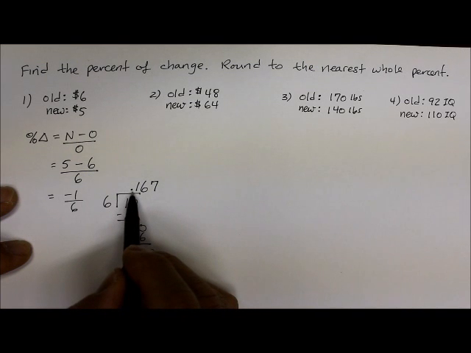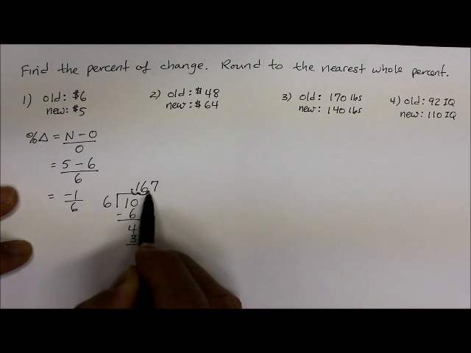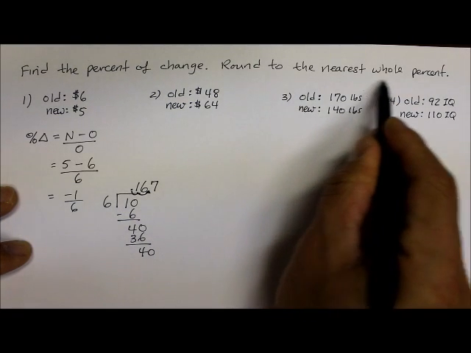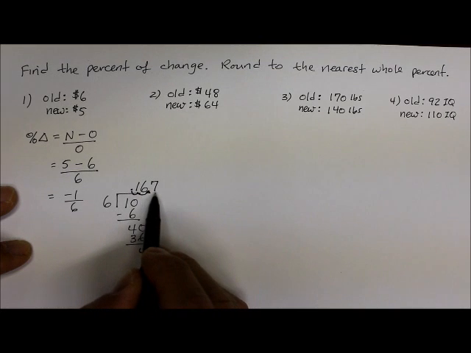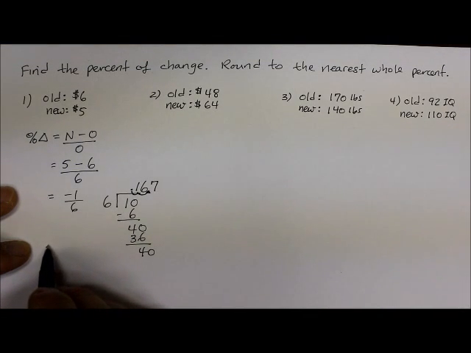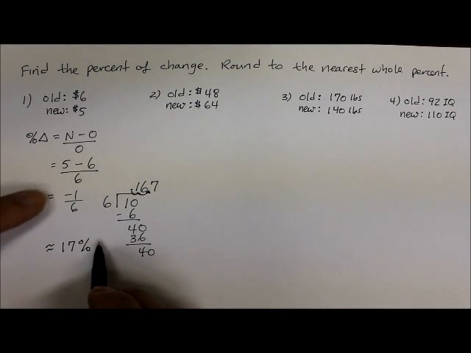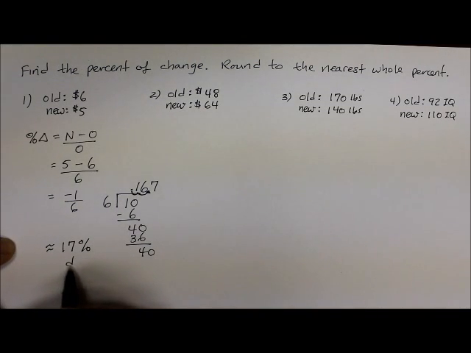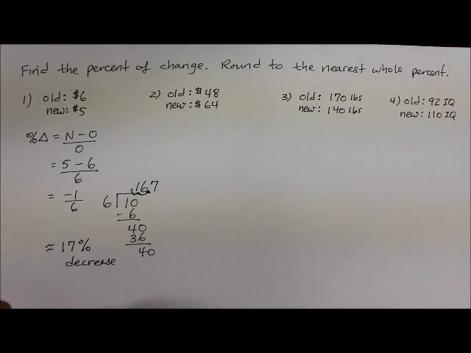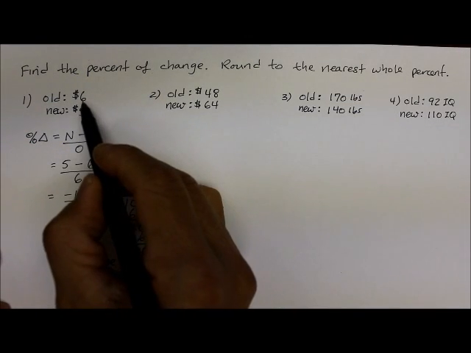Now to make the decimal into a percent, you know you have to move the decimal to the right 2 times. And since it says to round to the nearest whole percent, 16.7 actually becomes approximately 17%. And in this case, since it's negative, it's a decrease. So 17% decrease from the old price to the new price.